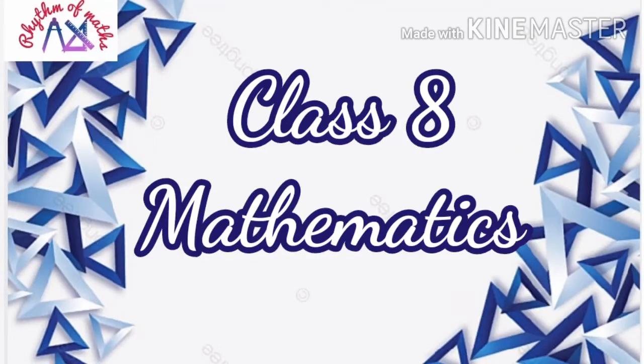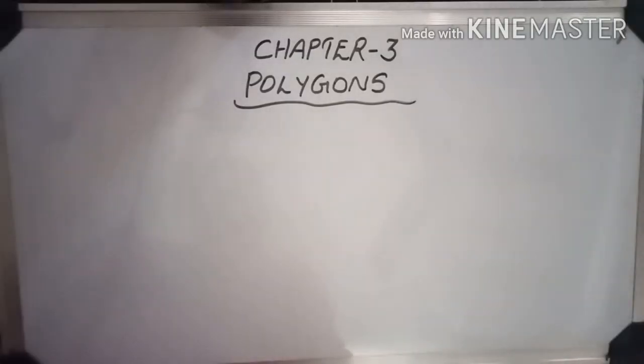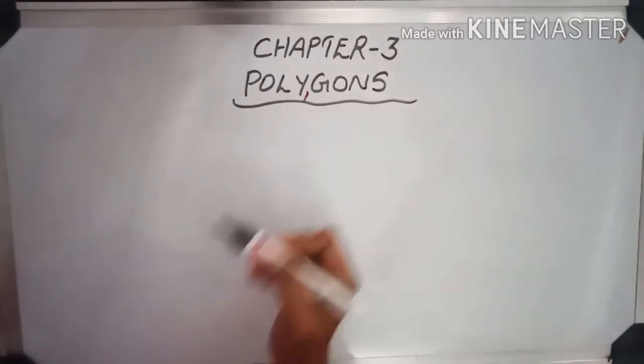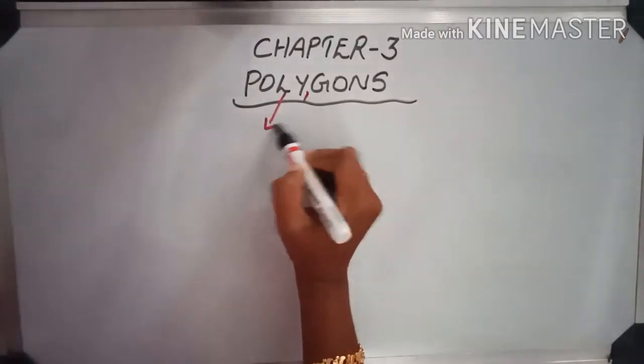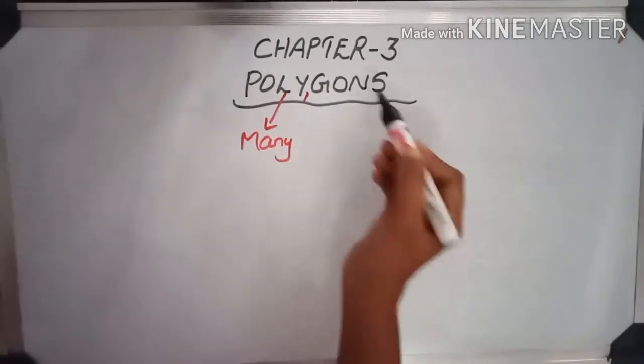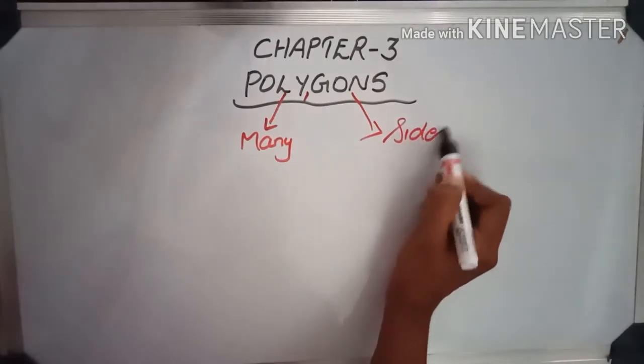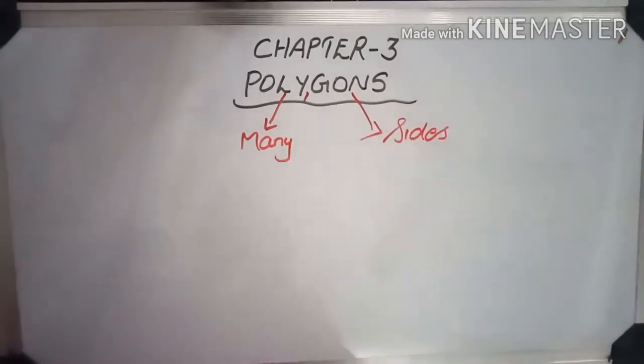In this video, we are going to start our new chapter, chapter 3, polygons. Here, the chapter name polygon we can split into two parts. The first one is poly. Poly means many. And next is gon. It means sides. So polygon means many sides.